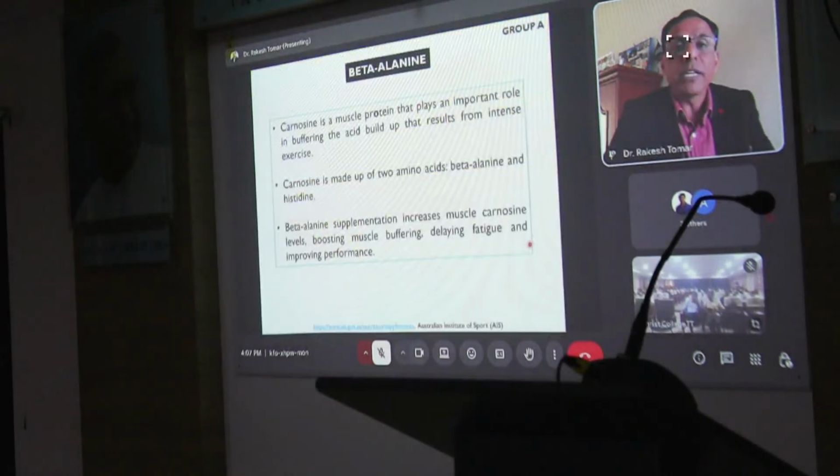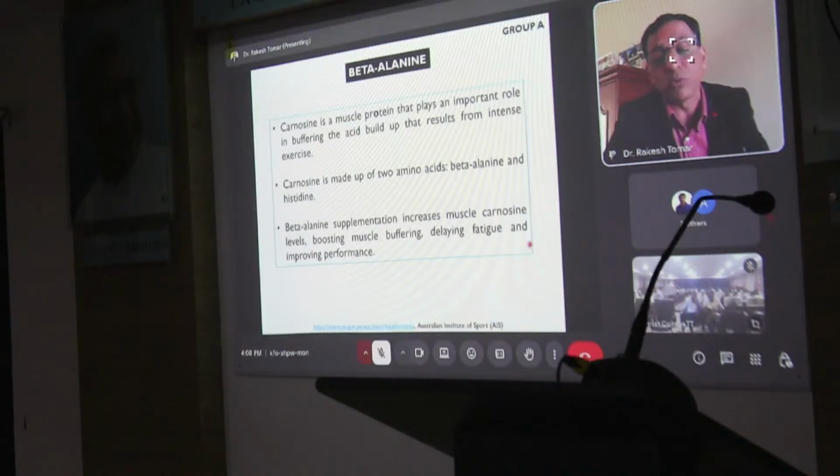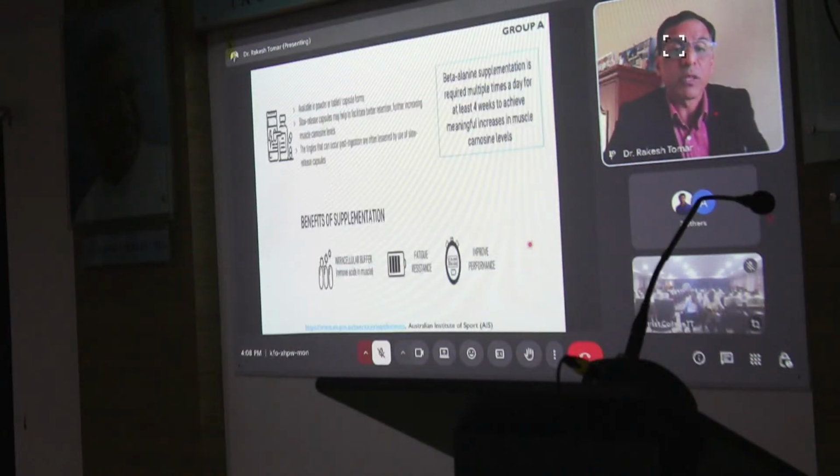So I'll move to the next one, which is beta-alanine. Beta-alanine has almost the same purpose as sodium bicarbonate. It basically increases the muscle carnosine levels in your muscle, which boosts muscle buffering and delays fatigue, improving performance. This is also available in tablets and capsules in different forms.